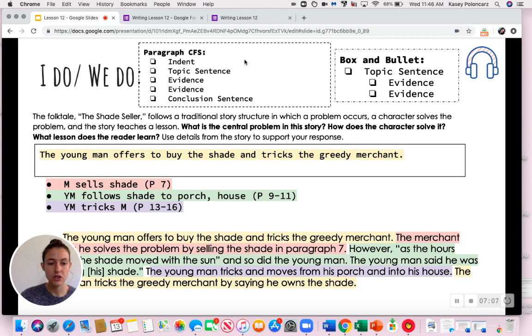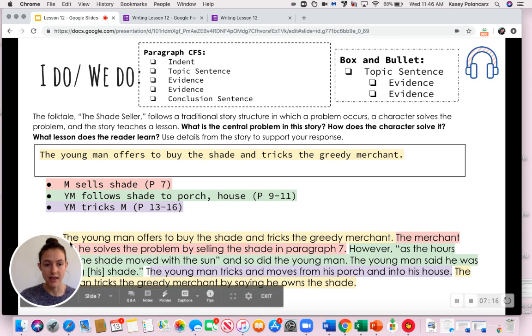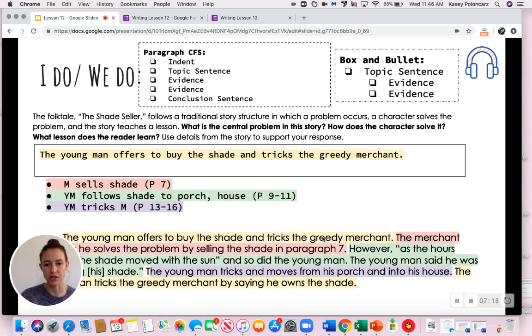You can use your CFS as a tool. Everybody should be saying topic sentence. So I'm copying my topic sentence down exactly as it is. The young man offers to buy the shade and tricks the greedy merchant. What comes after my topic sentence? Awesome, my evidence. For this, I actually have 3 pieces of evidence. So my paragraph CFS is actually a little wrong. I should actually have evidence, and another box that says evidence. We're going to pretend that it's there for right now.